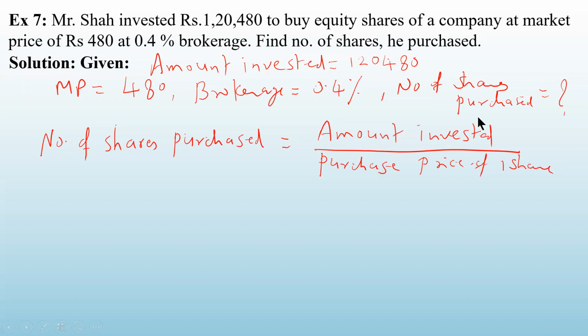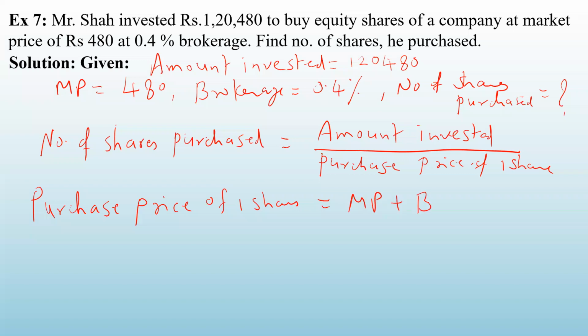Now, look here, amount invested is already given to you. You have to find out the purchase price of one share. What is the purchase price? How do you calculate the purchase price? Purchase price of a share is equal to market price plus brokerage. When you purchase the share, brokerage is always added in the market price. So what is the market price? It is given to you as 480.